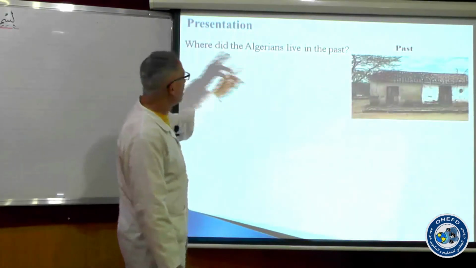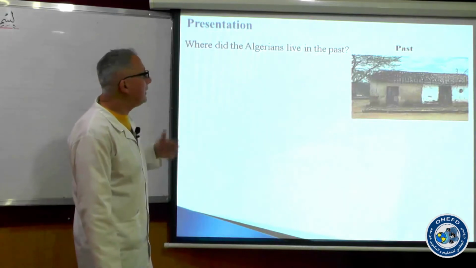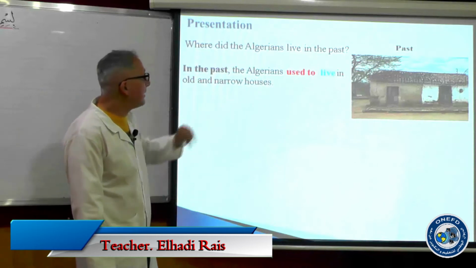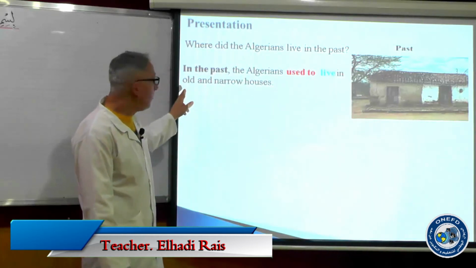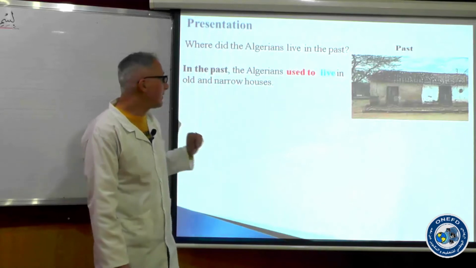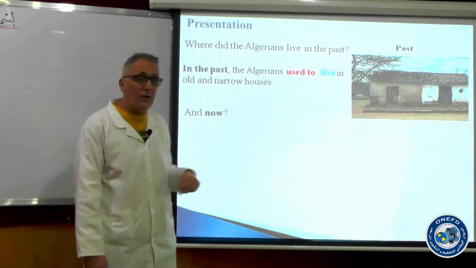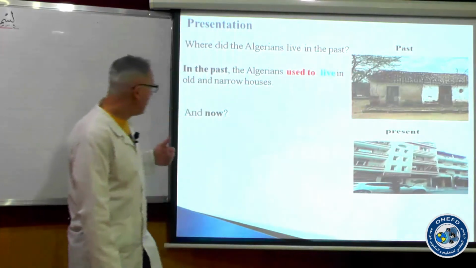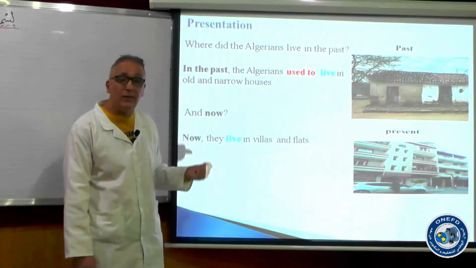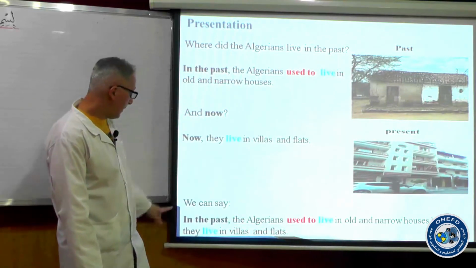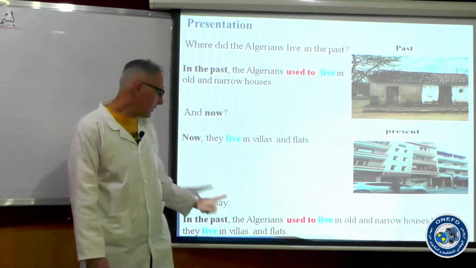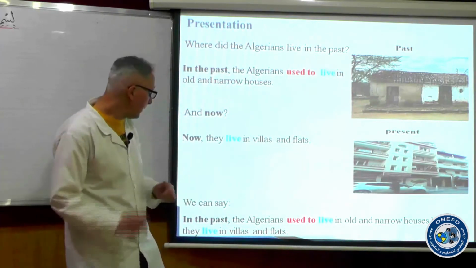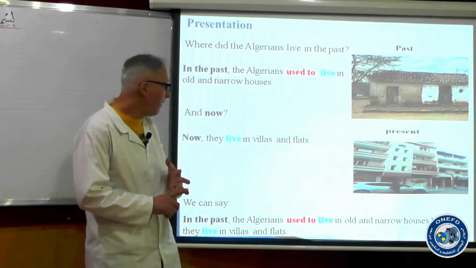Look at the picture and answer the questions. Where did the Algerians live in the past? Look to the picture. It says, in the past the Algerians used to live in old and narrow houses. And now, do they live in this kind of houses? Of course, no. Now they live in villas and flats, des appartements. So we can say, in the past, Algerians used to live in old and narrow houses, but now they live in villas and flats.